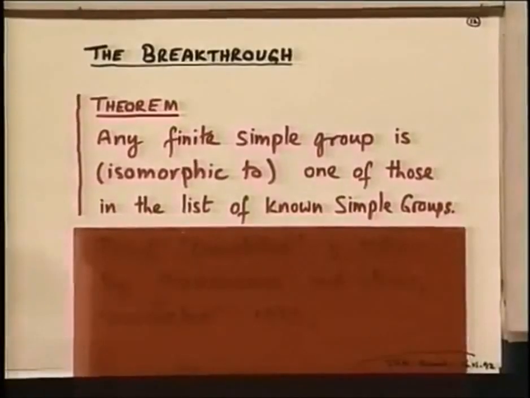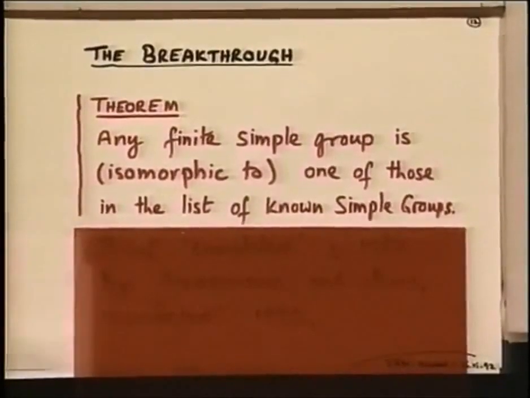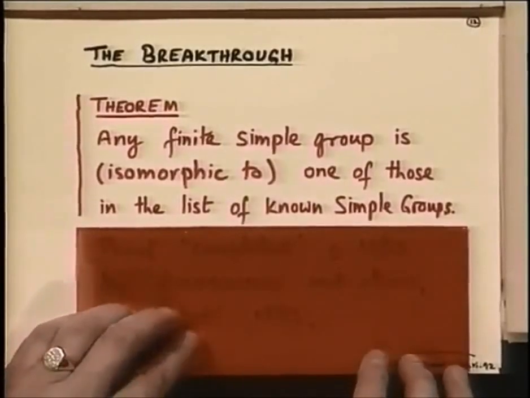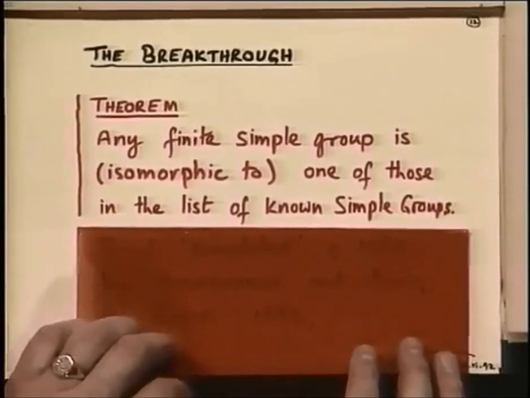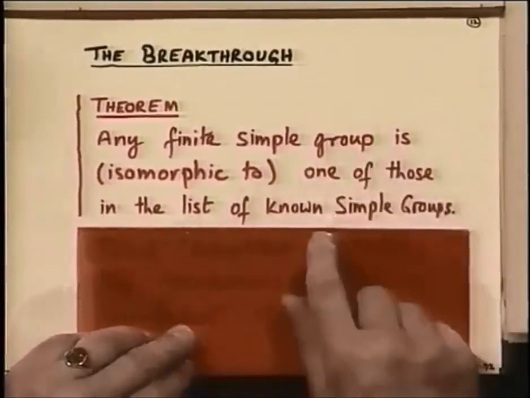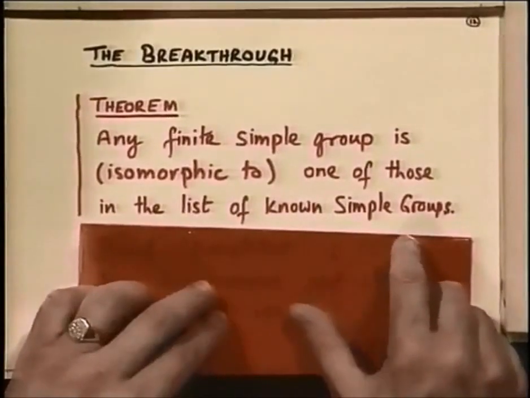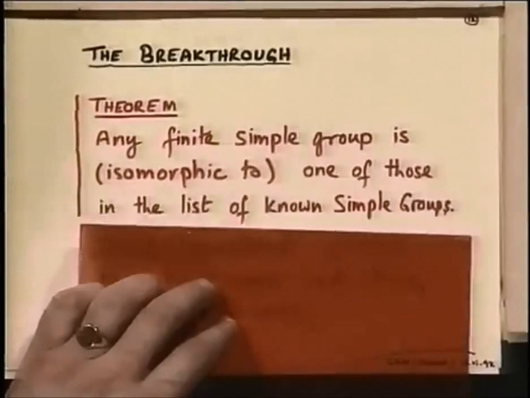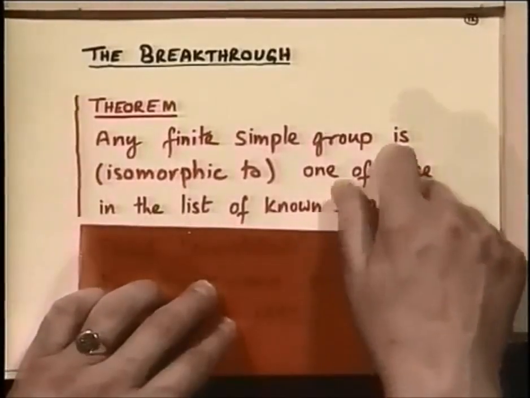So we come to the breakthrough. And I'd like to describe the breakthrough in this way. It is the theorem that any finite simple group is one of those in the list of known simple groups. And when I say it is one of those in the list of known simple groups that I've described, the 18 infinite families and the 26 sporadic groups, when I say it is, what do I mean?